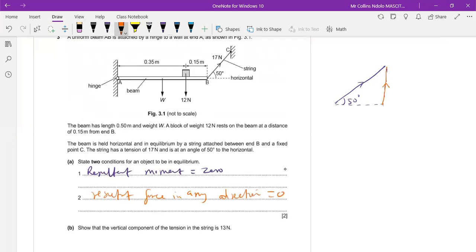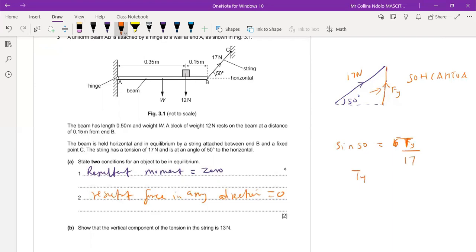So, if here is 17 newtons, then we have to apply SOHCAHTOA. With SOHCAHTOA, we are able to see the angle here, 50 degrees, is opposite to the component we're looking for, and that is Fy. So sine of the angle, sine 50 degrees, is equal to opposite, which I'm calling Fy or Ty. Let's use T because it's tension. So Ty over the hypotenuse, which is 17.